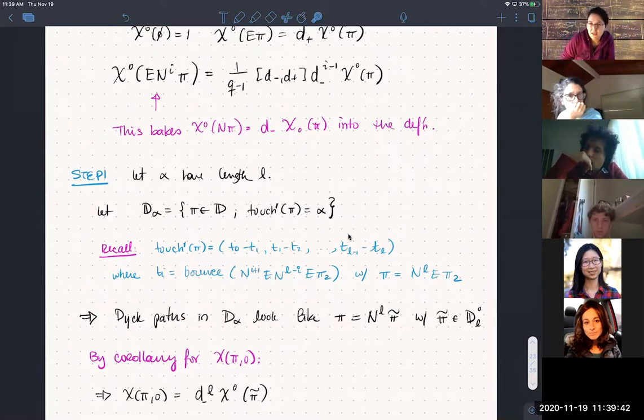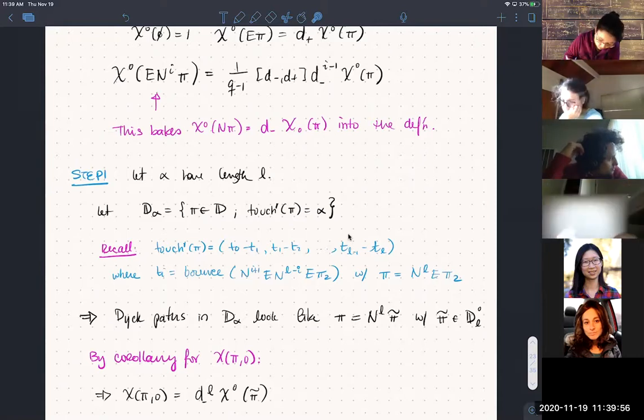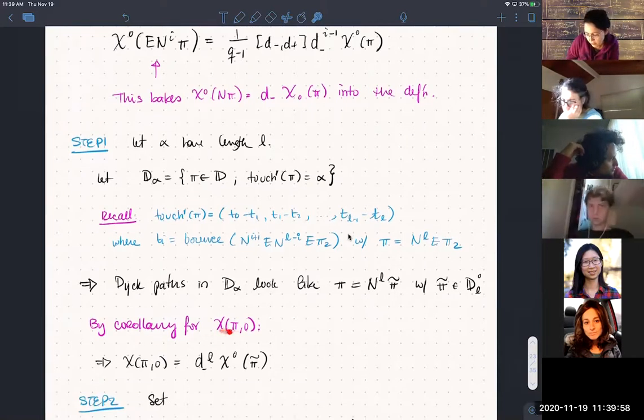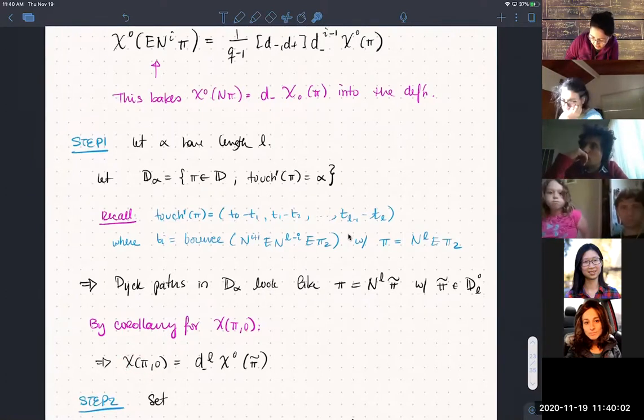Questions? Because I feel like I am just talking and talking quickly at that. No questions. Okay. In that case, we're going to use precisely the corollary for chi pi 0, right? Which shouldn't surprise you, which is that you get chi pi 0 by doing all these computations and then doing a d minus to the L.